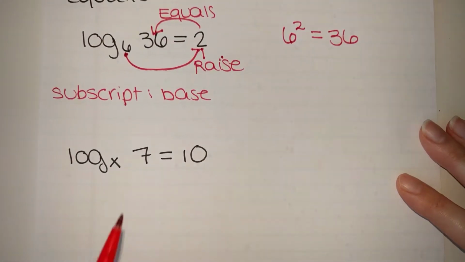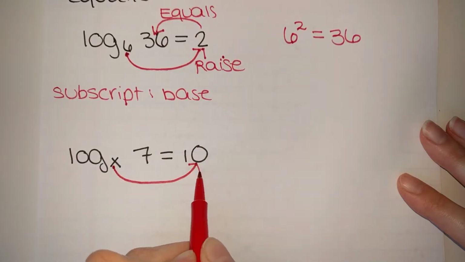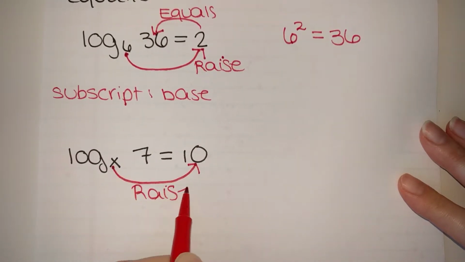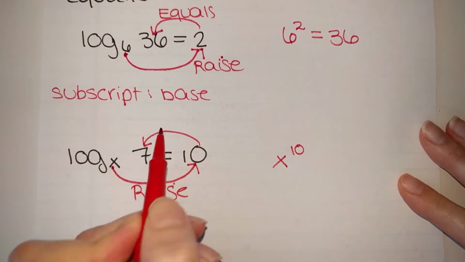All right, so let's look at another example here. We start with our base. B is for beginning. We take our base, raise it to the 10th power. So we have x to the 10th, and that's equal to 7.